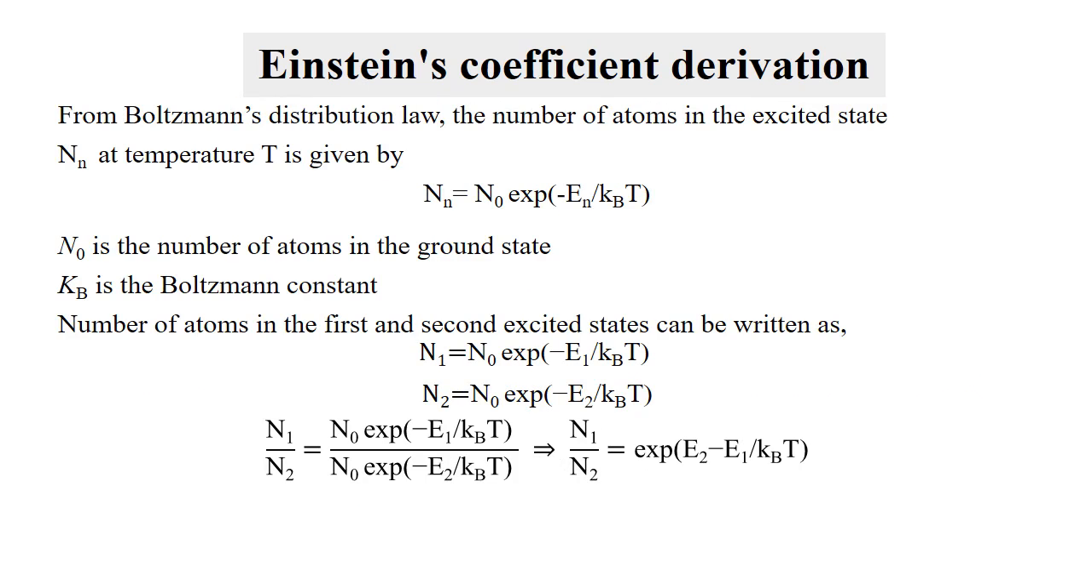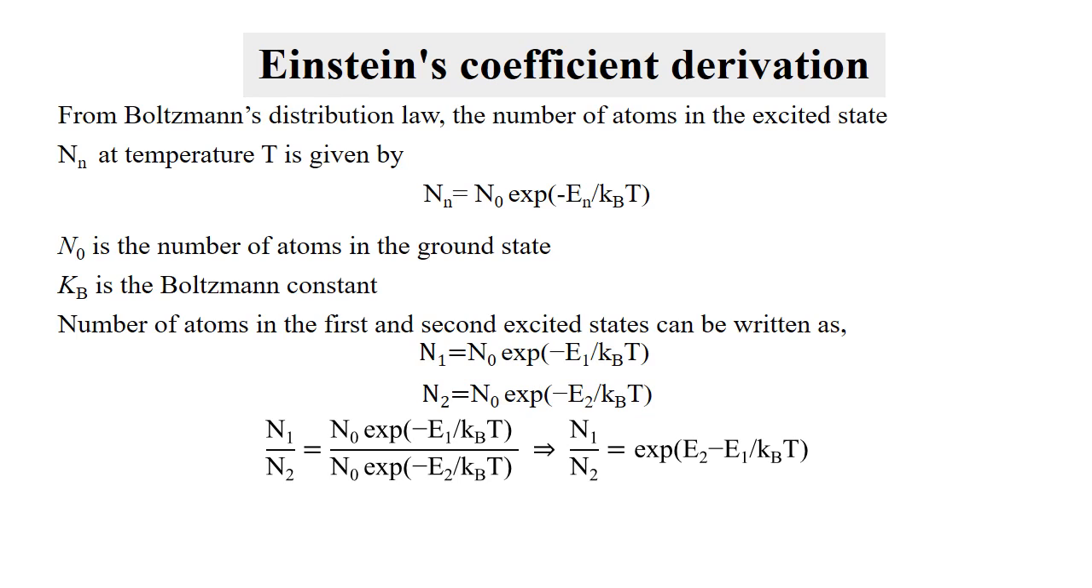From Boltzmann distribution law, the number of atoms in the excited state Nn at a temperature T is given by Nn is equal to N0 exponential minus of En by kT, where N0 is the number of atoms in the ground state, kB is the Boltzmann constant. Number of atoms in the first and second excited states can be written as N1 equal to N0 exponential minus of E1 by kBT and N2 is equal to N0 exponential minus of E2 by kBT.